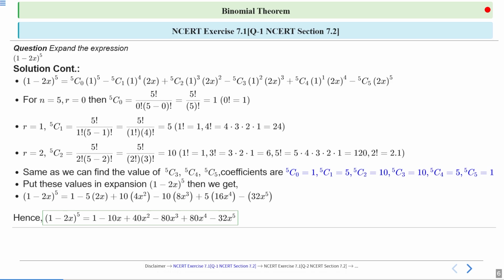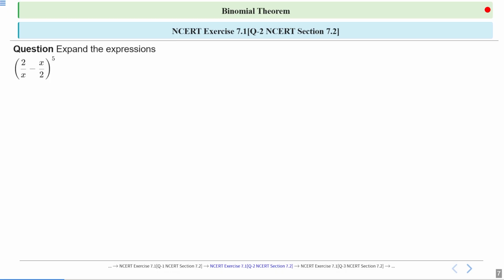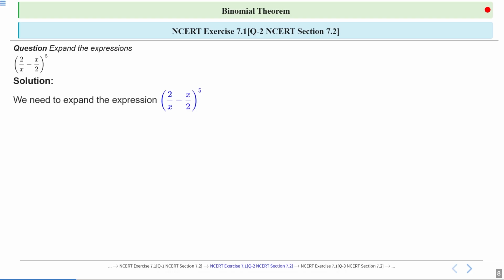Now let's move to the next question. In this question, we are asked to expand the expression (2/x - x/2)^5. Here we will use the binomial theorem to expand this. Our focus will be on the expression (2/x - x/2)^5. So let's expand the expression.